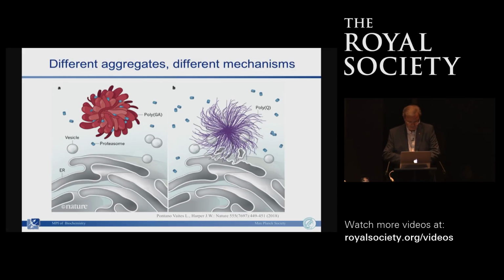Now, to summarize and come to the end here, this is a picture taken from a News and Views written by Wade Harper recently. He compares the two results. So we have the Huntingtin, where one toxic mechanism, not necessarily the only one, as the oligomers could play a role as well, is the destruction of the endoplasmic reticulum, whereas in the case of the glycine-alanine repeat protein, the whole thing acts like a sponge, taking up all the proteasomes and compromising the protein quality control system of the cell. So that is our interpretation.